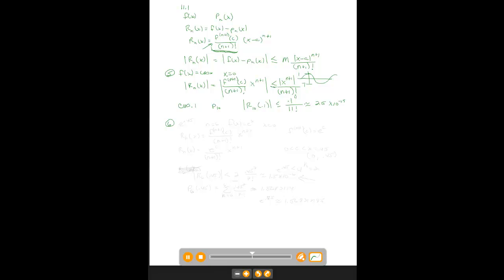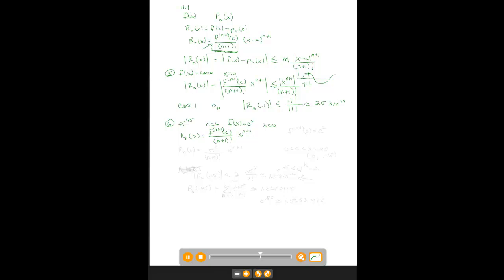Okay, number 6. Estimating the remainder for e to the x. Estimate the error in approximating e to the 0.45 using the Taylor polynomial n equals 6 for f of x equals e to the x centered at x equals 0. Okay, so the remainder formula is the n plus 1 derivative at c over n plus 1 factorial, x to the n plus 1. c is between 0 and x.